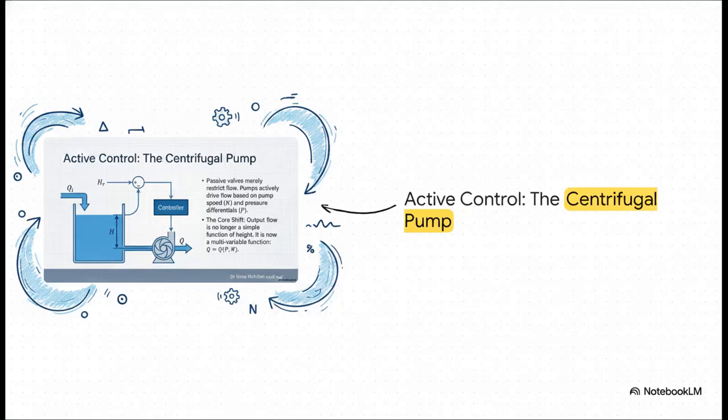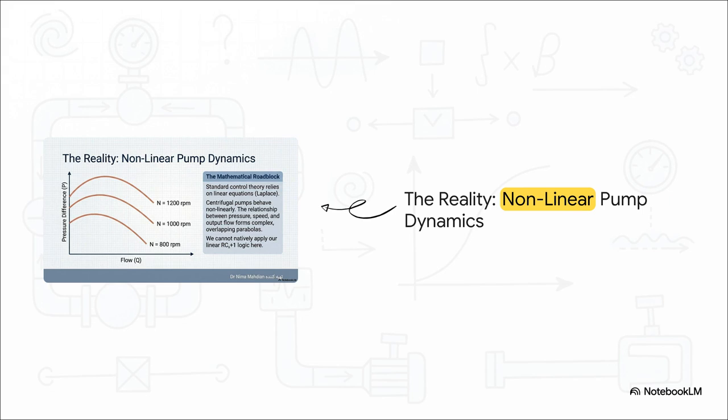So when we introduce a centrifugal pump, we aren't just letting a valve bleed off pressure anymore. Now the controller adjusts the pump to actively push fluid out of that tank. And here is the core shift you really need to understand. The output flow is no longer just a simple function of liquid height. It is now a highly complex, multivariable function based on both the pressure differentials, P, and the pump's rotational speed, N. And the reality of that multivariable function, it's brutal.